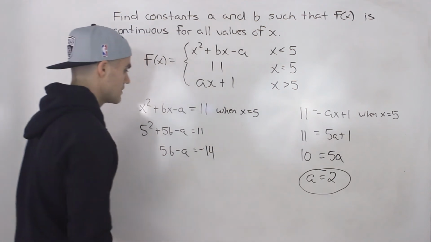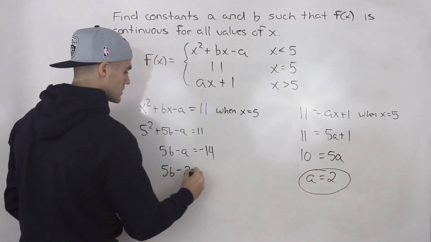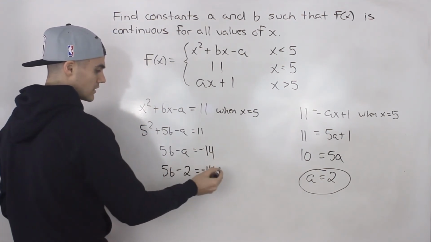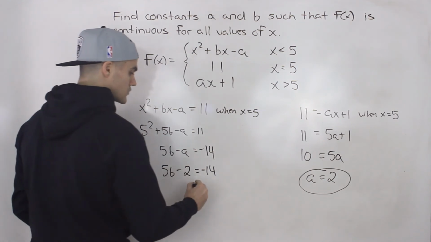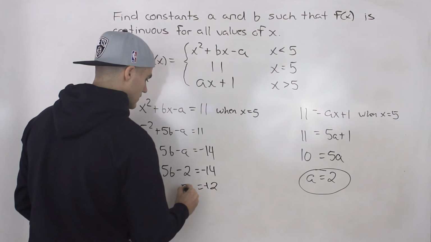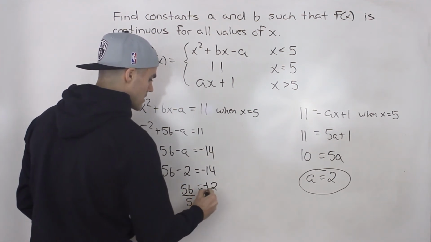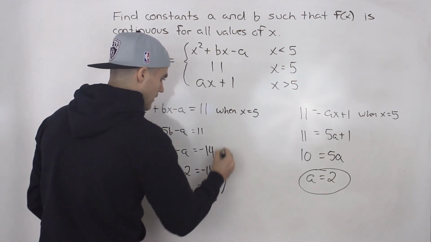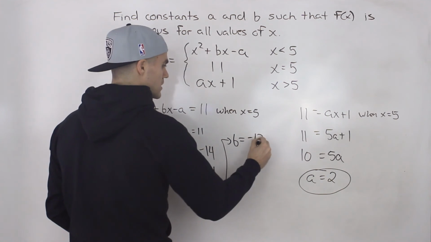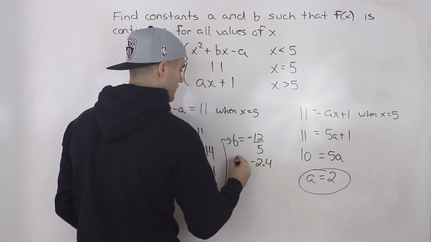And then we can take that a value of 2, plug it in here, so we'll have 5b minus 2 equals negative 14, and now we can just solve for that b value. So bringing that negative 2 over, we'll have negative 12 here on the right side. So 5b equals negative 12, divide both sides by 5. And then we would have negative 12 over 5 for b, or in decimals, negative 2.4.